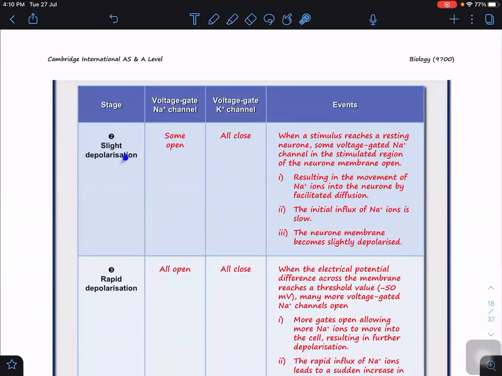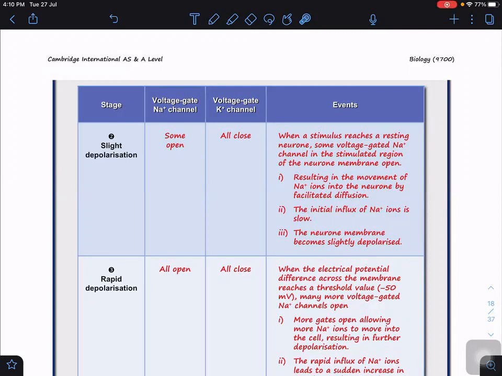In the slight depolarization, some of the voltage gated sodium ion channels open, not all, but we do know that the voltage gated potassium ion channel at this moment still remains closed. So what are the events that actually take place? When the stimulus reaches a resting neuron, some voltage gated sodium ion channels in the stimulated region of the neuron's membrane open, resulting in the movement of sodium ions into the neuron by facilitated diffusion down the gradient. The initial influx of sodium ions is slow, so the neuron membrane is said to become slightly depolarized. It's only slightly depolarized.